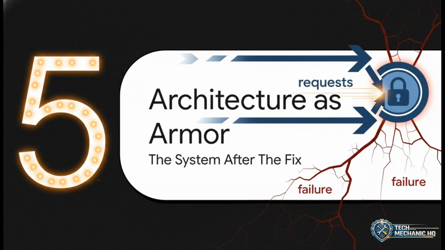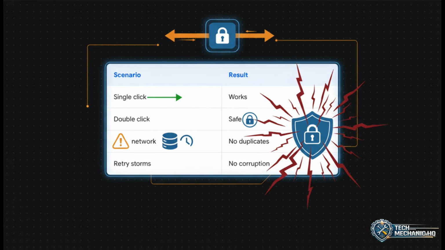So what does our system actually look like after we've installed this architectural armor? How does it behave under fire out in the wild? Well, the results really speak for themselves. A single, normal click works perfectly, of course. A frantic double click from an impatient user, totally harmless now. A slow, unreliable network connection no longer introduces the risk of duplicate charges. And even these automated retry storms you get from other services hammering your API won't cause data corruption anymore. The system is now resilient by design, not by chance.